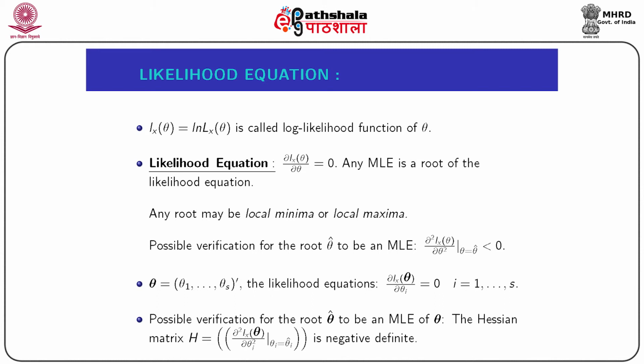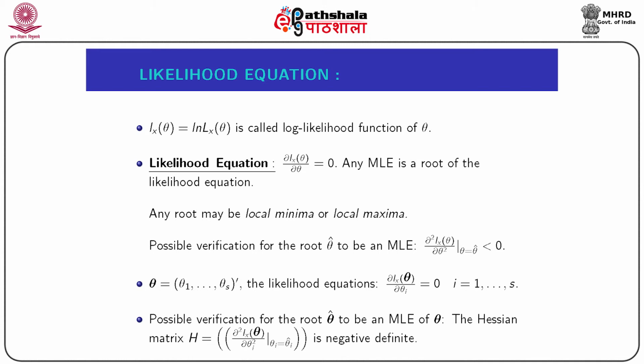As a possible verification for the root theta hat to be an MLE, the second order derivative of capital L(x, theta) or small l(x, theta) with respect to theta at the point theta equal to theta hat should necessarily be negative. Next we go to the likelihood equation for vector valued theta.